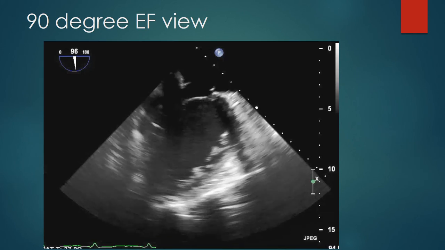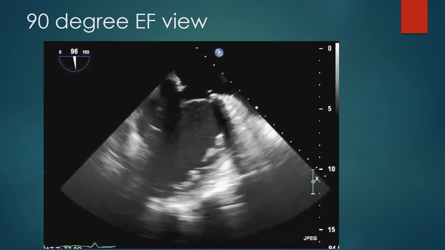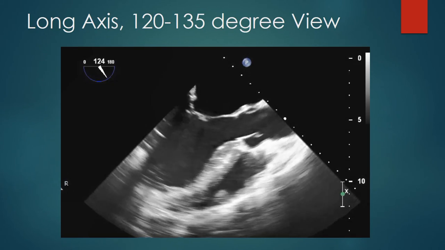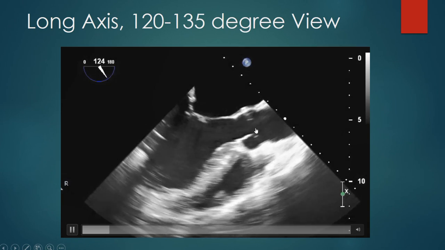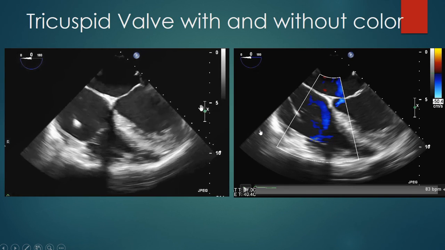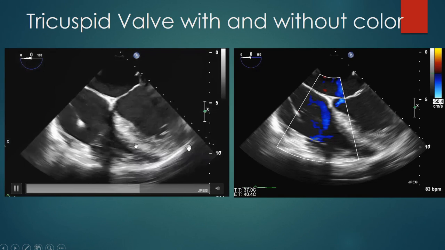So again, we're getting 0, 60 degrees, 90 degrees, these long axis views at 130 degrees, and you want to make sure that the cusps of the aortic valve are opening and closing in the center, so you might need to roll open this LV a little bit. After we obtain those views, then you're going to get your tricuspid with and without color.